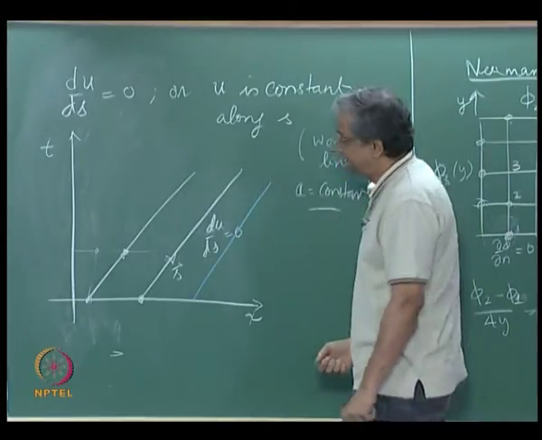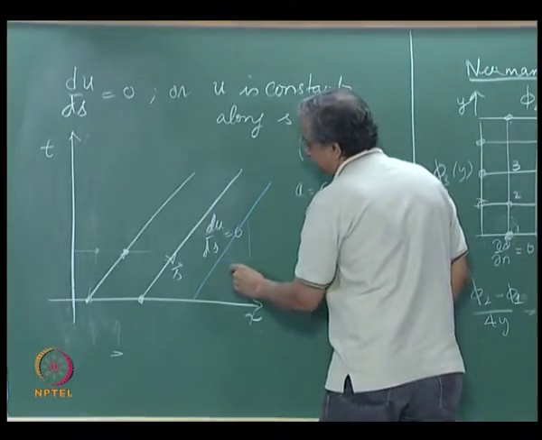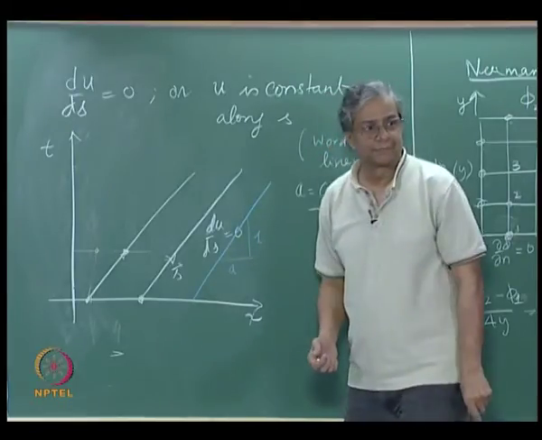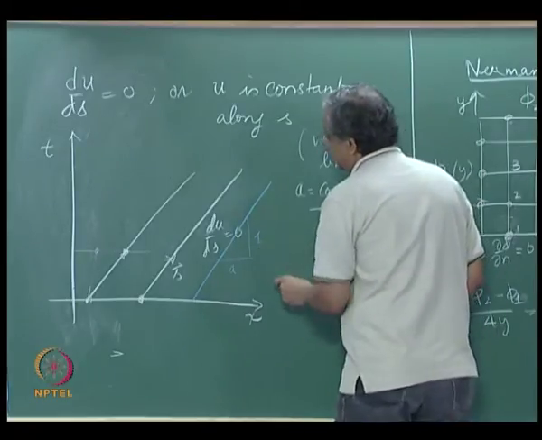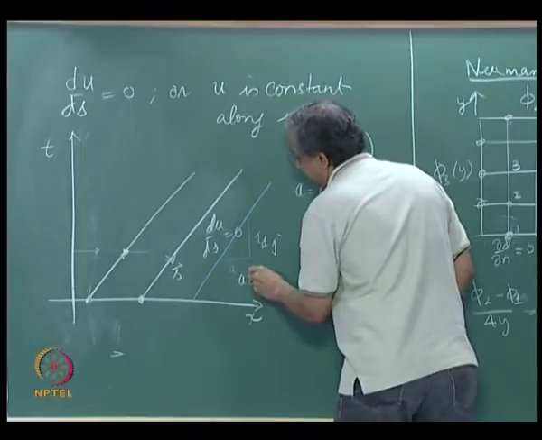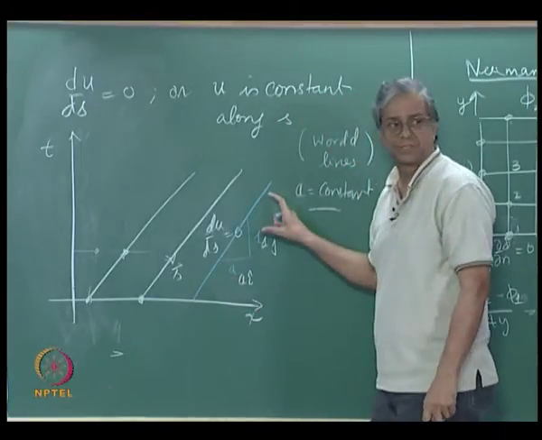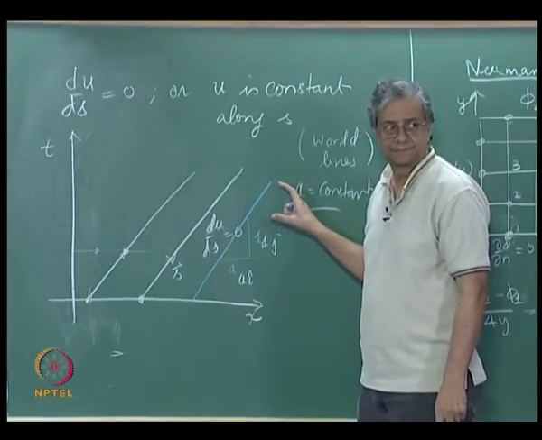At what speed? It travels the distance a in unit time. So that is 1j, that is 1j and this is ai. It travels the distance a in unit time. Is that okay, everyone?